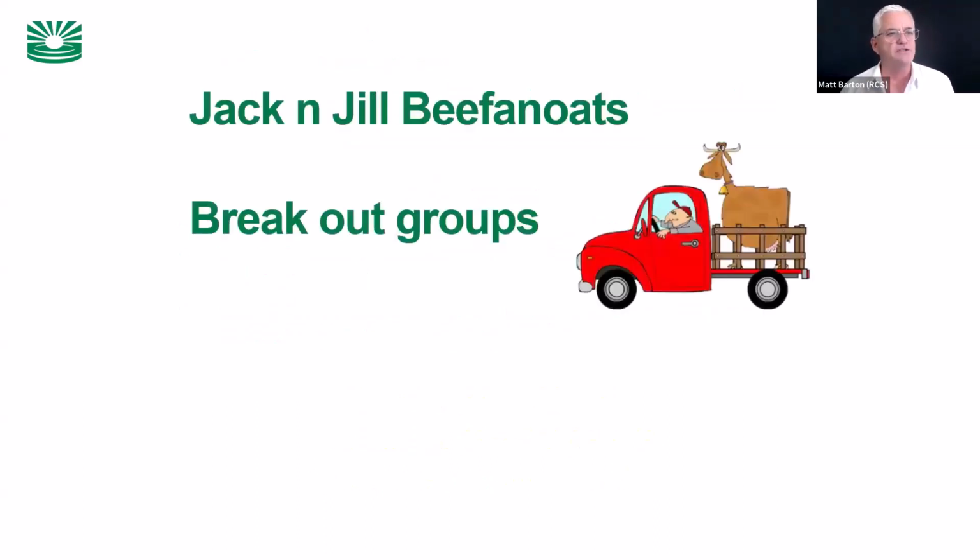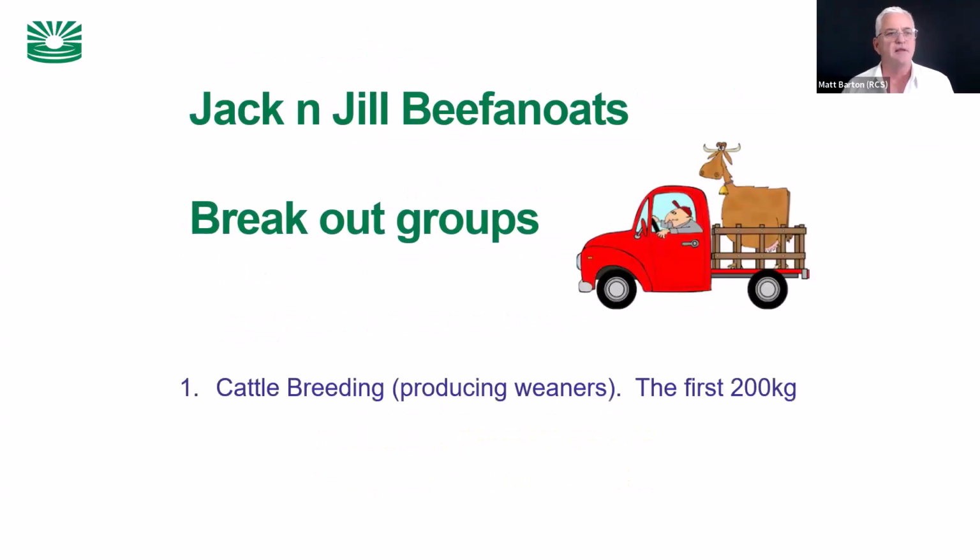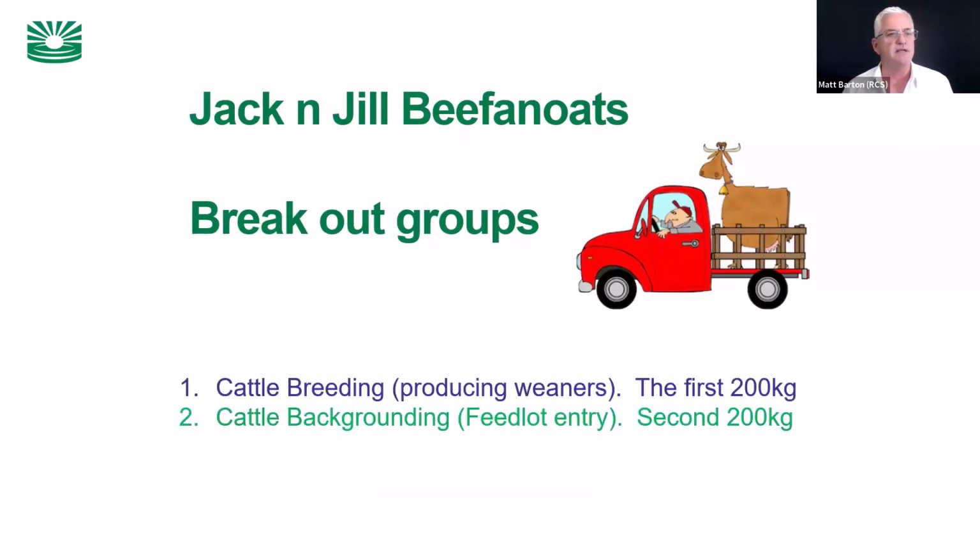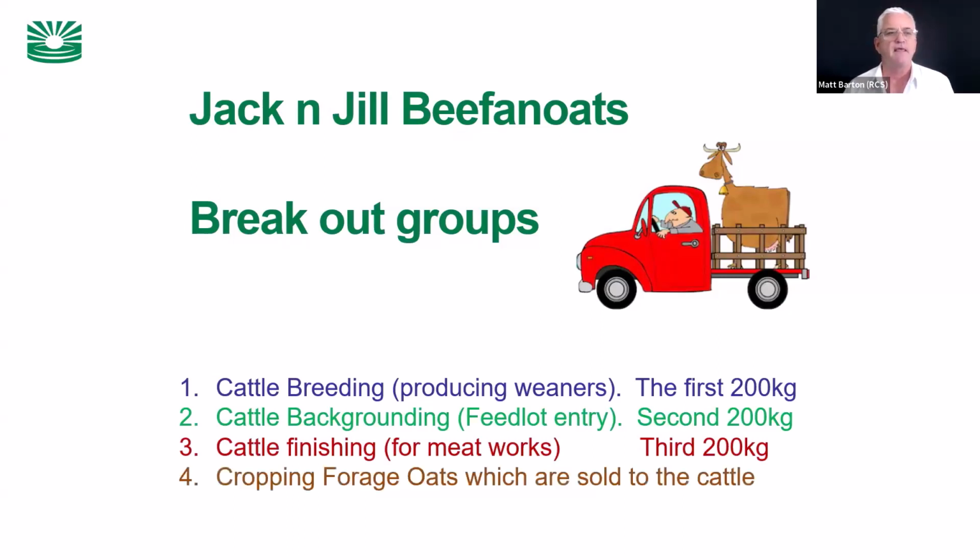So we have Jack and Jill Beef and Oats. They breed their own cattle up to 200 kgs, and then they background them up the second 200 kgs, and then they're growing bullocks out to 600 kgs. And they're using fodder oats, forage oats on quite a few of those enterprises, I'd guess, on the backgrounding and on the finishing.